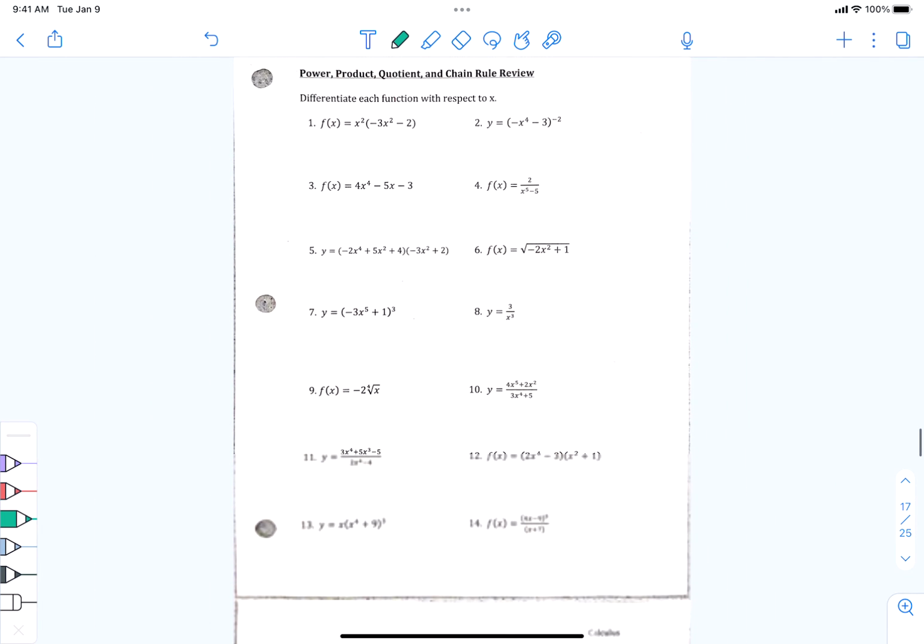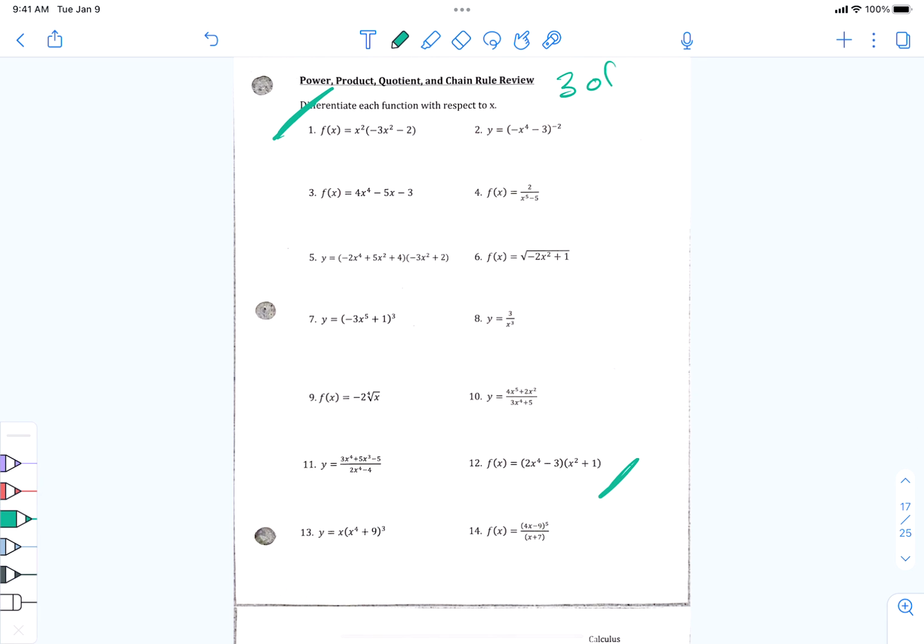There are 14 questions on it. Questions 1 through 12 have 3 of each of the 4 types. Write that down. There are 4 rules and there are 3 of each on 1 through 12. So if you're going through and labeling them, like this is the power rule, this is the quotient rule, this is the chain rule, you can go through and there's 3 of each, right?